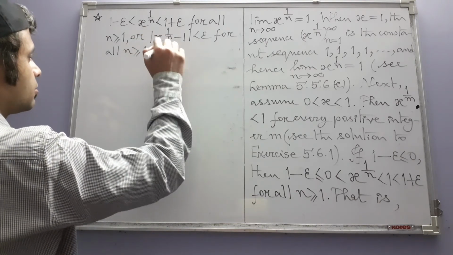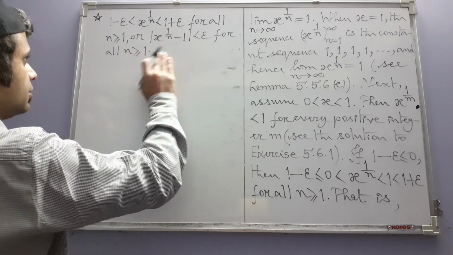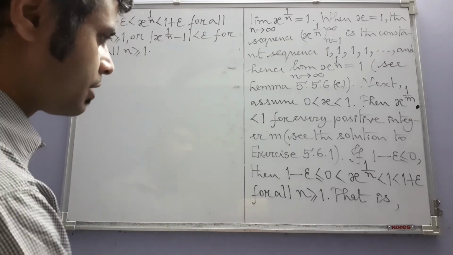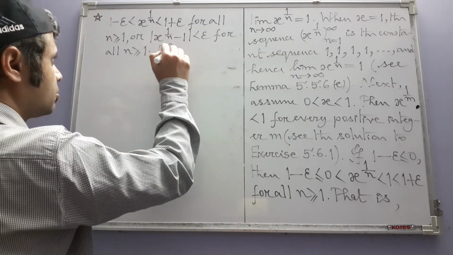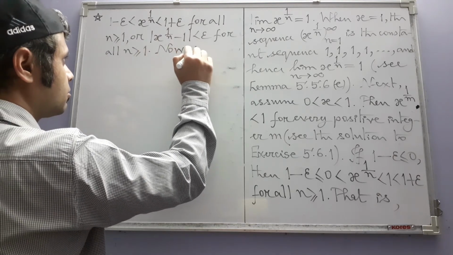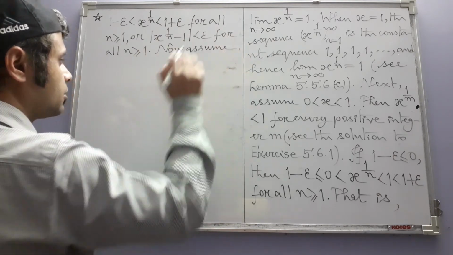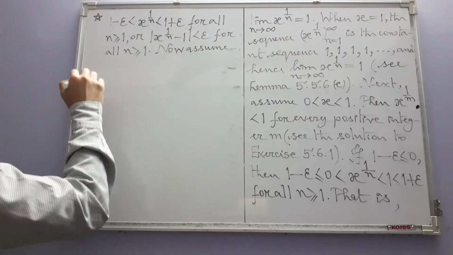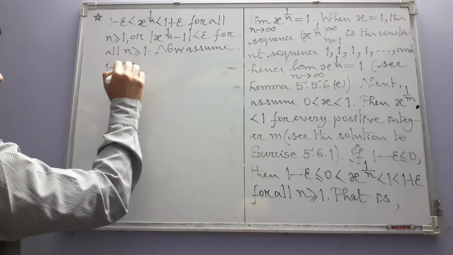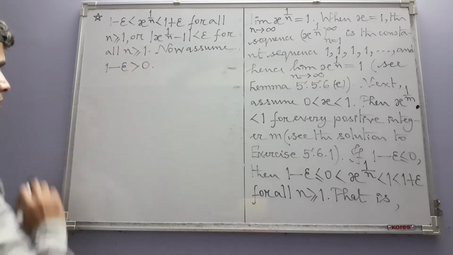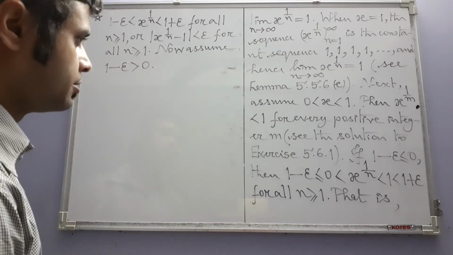Hence, or instead of writing a conclusion here, let's now see the other case. Now assume that 1 minus epsilon is not less than or equal to 0, it's greater than 0.